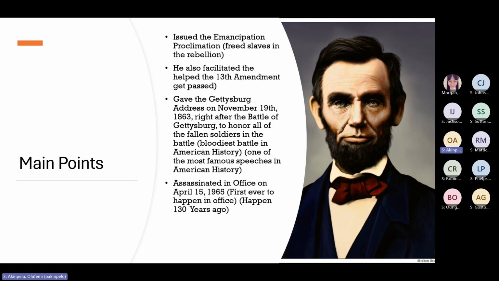And so it's one of the most famous speeches in general, and is one of the most famous speeches in American history. And it was right after the bloodiest battle in American history. And then the thing probably that he's most well known for is that he got assassinated in office on April 15th, 1865, and he was the first president to ever get assassinated in office. And in about 2 weeks, it'll be 130 years since he got assassinated.